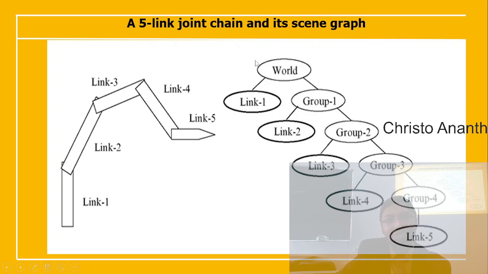Okay. So this is a 5 link joint chain: world, link 1, group 1. Then group 1, link 2, group 2. Then group 2, link 3, group 3. Group 3, link 4, group 4. And group 4, link 5. So all are interconnected. One moves means everything will be moving. So it's a 5 link joint chain.